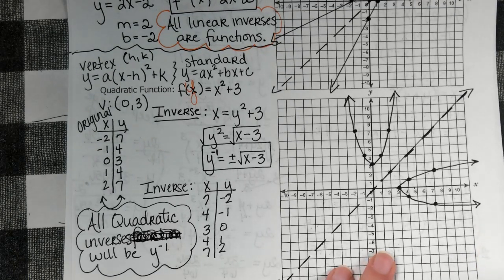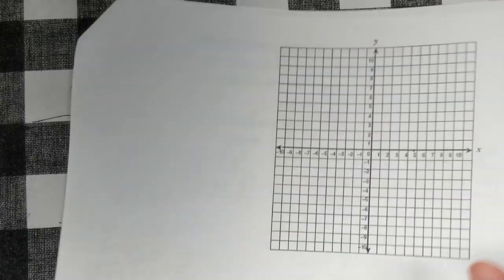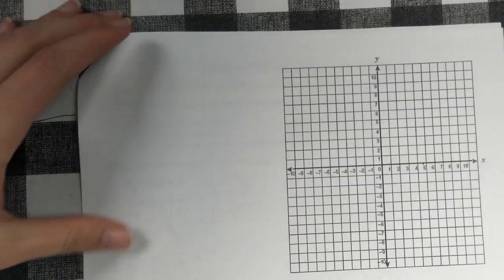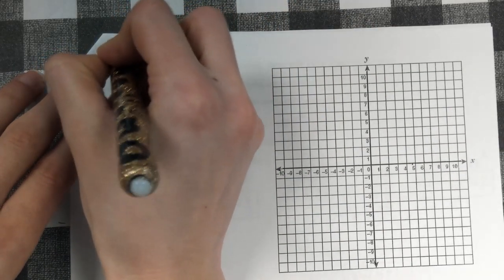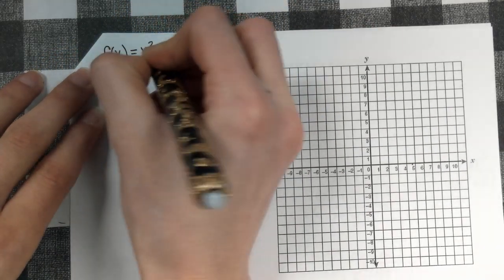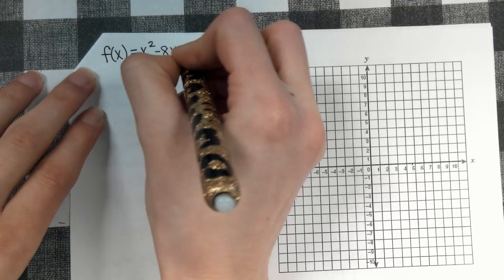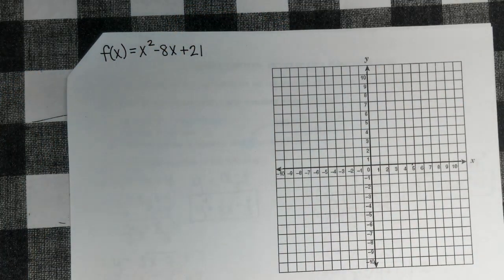Okay, what other questions do we have? All right, we have 2 more examples. Our next one is still quadratic. It's f of x equals x squared minus 8x plus 21. In the notes, I'm telling you it's a quadratic. In the worksheet and on the review and on the test, I'm not telling you it's quadratic. So what determines that it's quadratic?